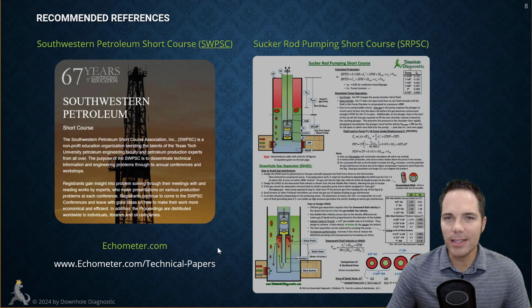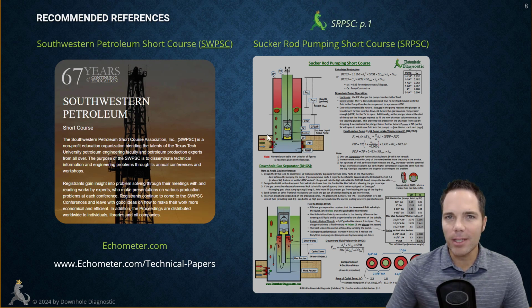And lastly, this is a reference that comes from myself. This is the first thing I made when I started my company. This is the Sucker Rod Pumping Short Course, and you can see that I got some of the name from the short course in Lubbock. This is a 6-page rod pumping brochure that is kind of a desk reference. It has lots of great information when it comes to rod pumping systems. For example, if you want to calculate production, or learn about downhole gas separation and the downward fluid velocity in your gas separator. This is something you should print up and have on your desk as we go through this course.